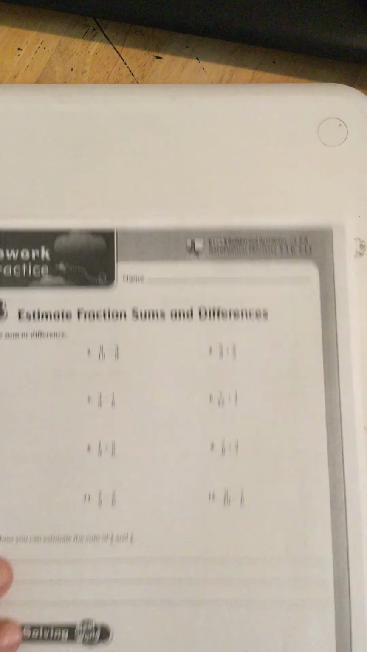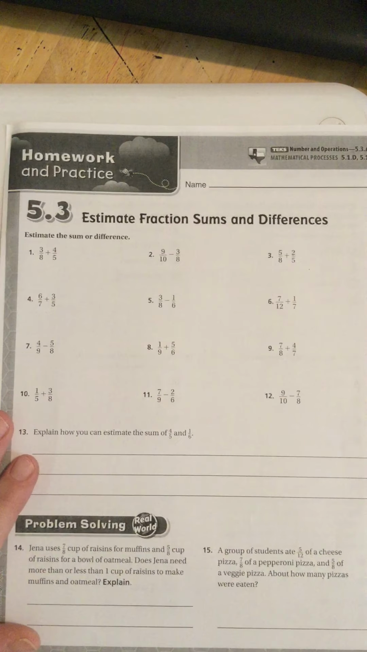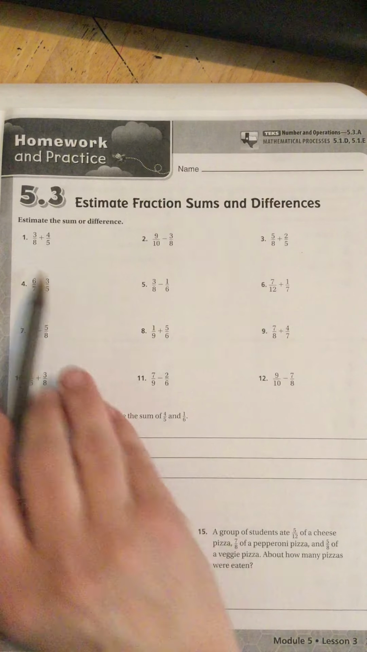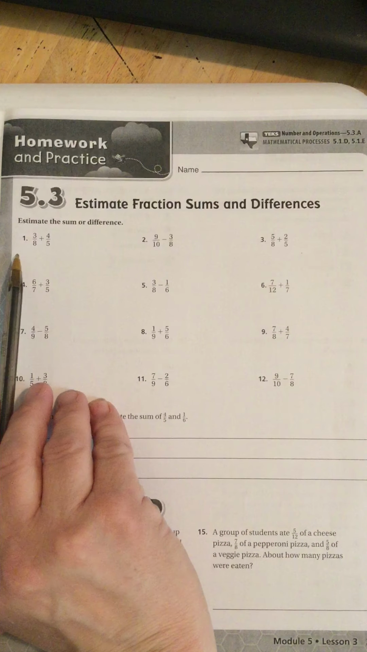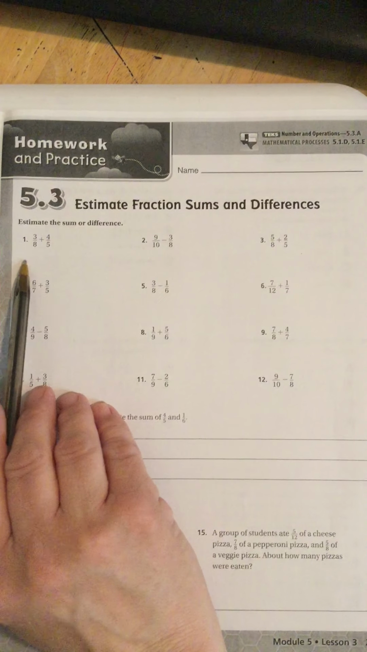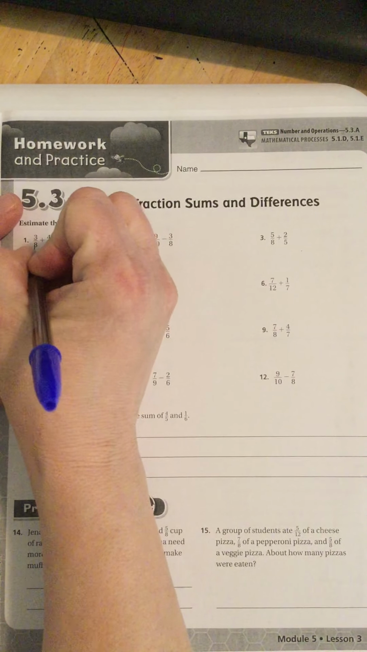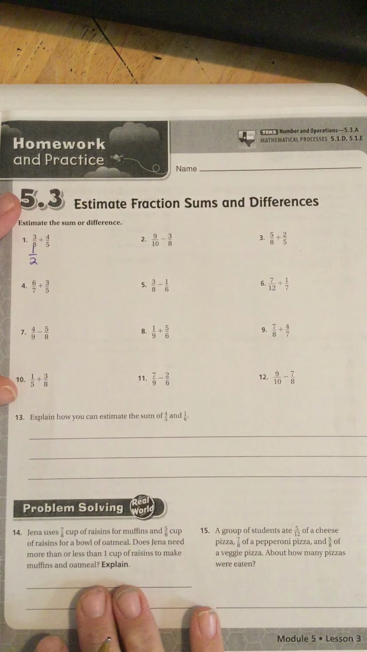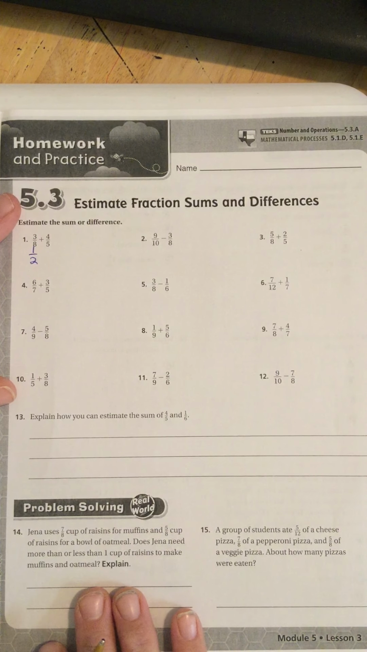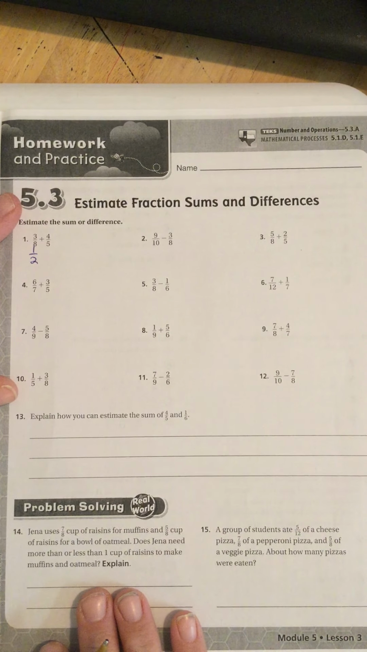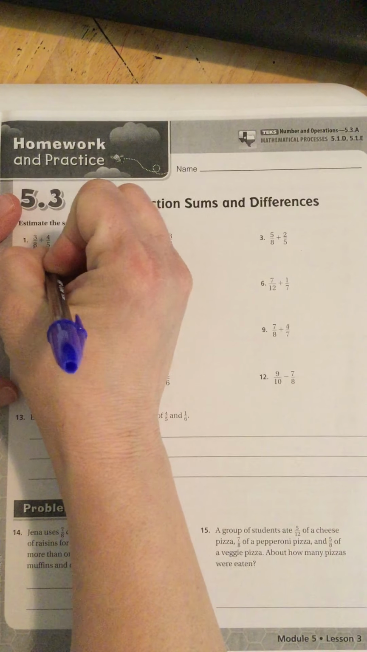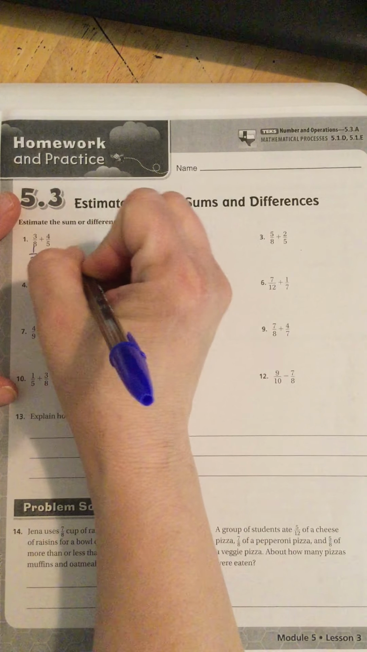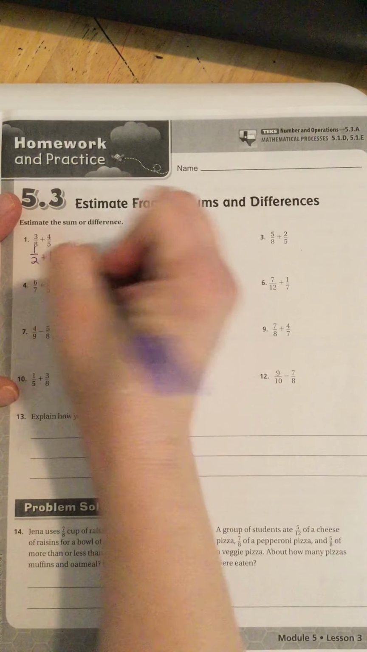Let me get my paper here. All right, so 3/8 and 4/5. What would you estimate 3/8 to equal? 1/2. And then 4 over 5. 4 is close to 5, so you would estimate it to be 1. So you add the two together and you get 1.5.